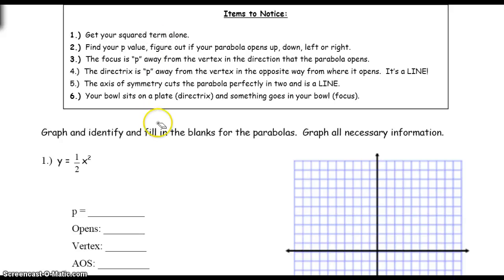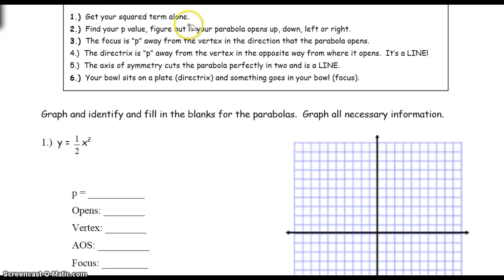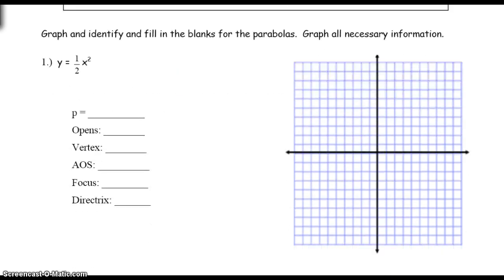So I have some things up here that you can do when you're graphing, and instead of sitting here reading them to you, I just left them up there for you to use when you practice it on your own. We're going to go ahead and just go through number 1, and this is basically what I'm going to be doing when I go through number 1.